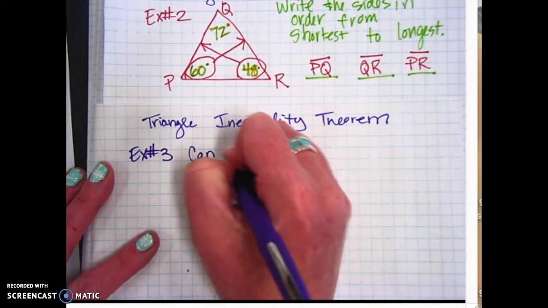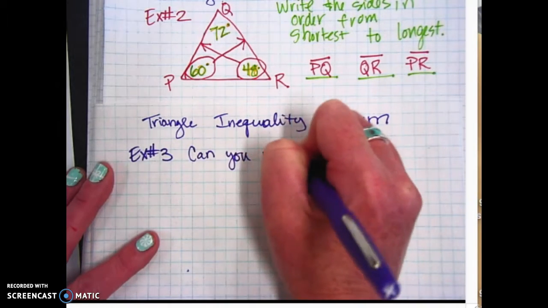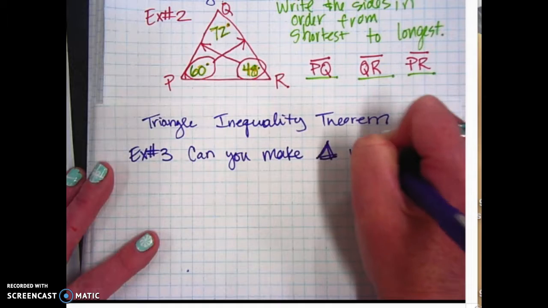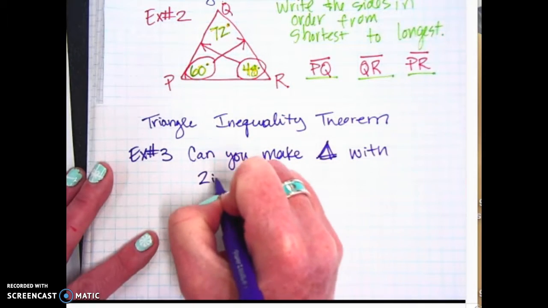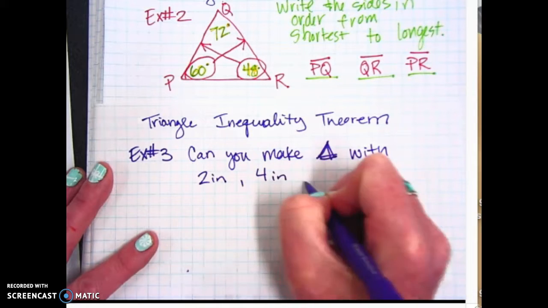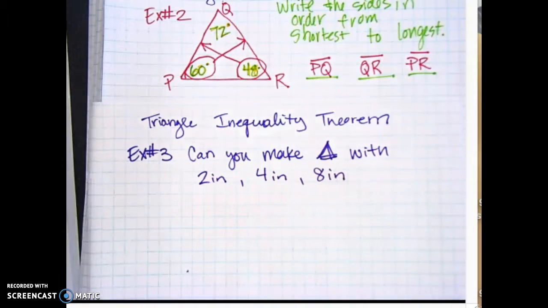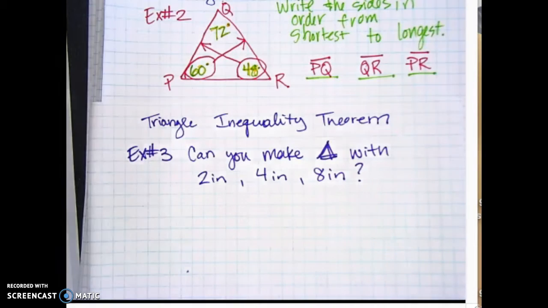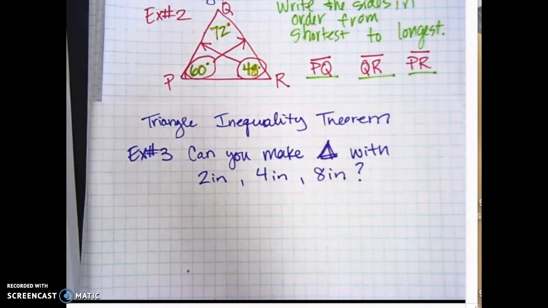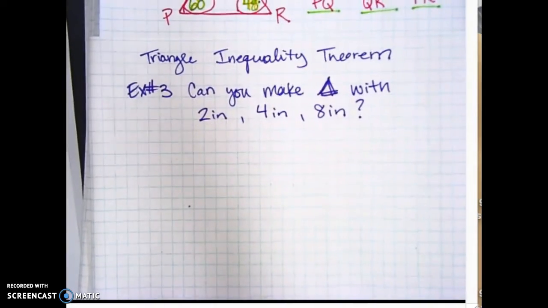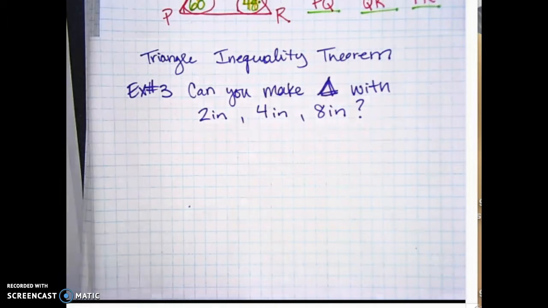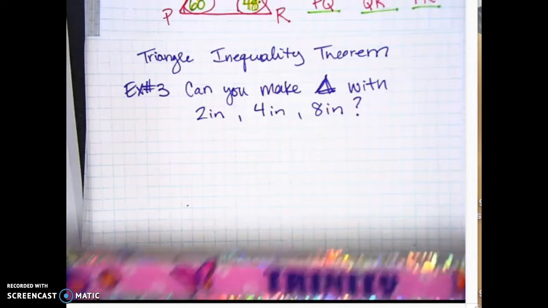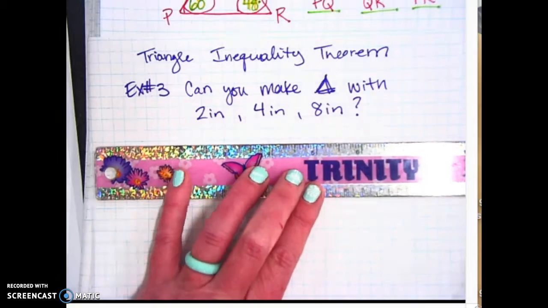Can we make a triangle with the following sides? 2 inches, 4 inches, and 8 inches. Now, all of you probably don't have a ruler on you, but I do. Got my little special ruler. And so I'm going to start with this longest side right here. I'm going to start with an 8-inch, okay, which is almost all the way across my paper.